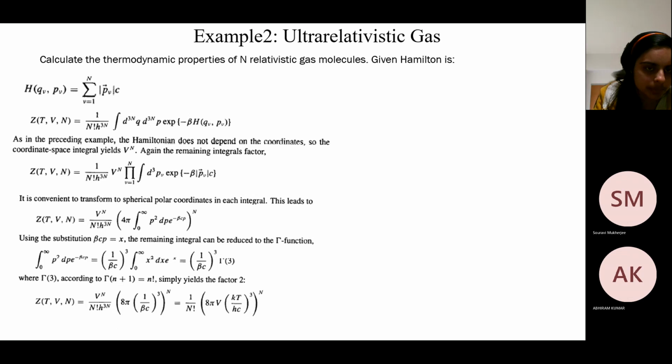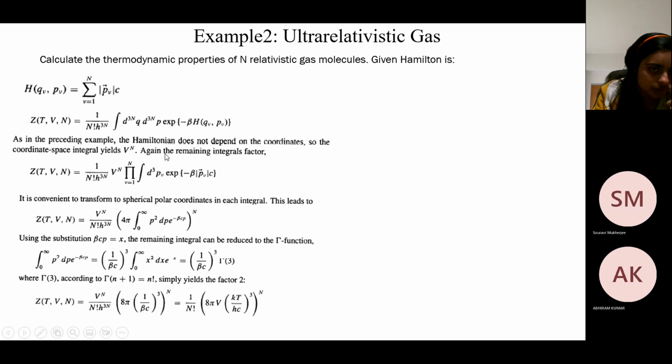So 4 pi p squared dp is something you get like integration of r squared sine theta d theta d phi dr, and then you integrate. Here r would be your value of p, so the radius actually is p. Then you integrate over theta and phi, and the expression you get is 4 pi p squared dp.